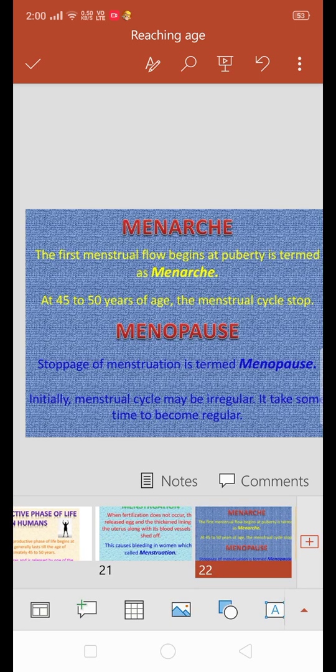Menarche. The first menstruation that begins at puberty is known as menarche. At 45 to 50 years, the menstrual cycle stops and it is called menopause. The stoppage of menstruation is termed menopause. Initially, the menstrual cycle may be irregular. It takes some time to become regular.